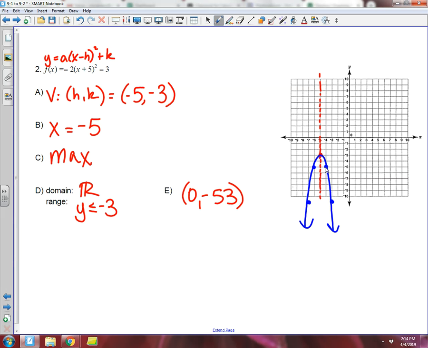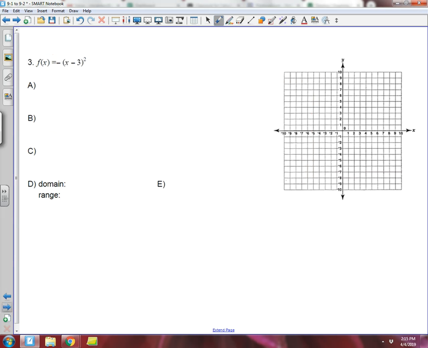Take a look for me at number 3. Do you agree or disagree that this is in vertex form? I have parentheses and it's squared, so I'm going to go ahead and write vertex form up above it. Uh-oh. What am I missing?